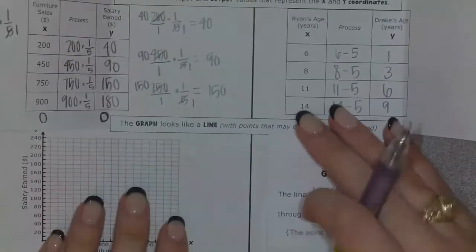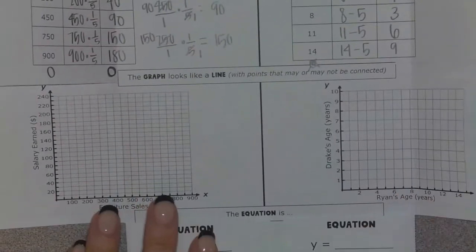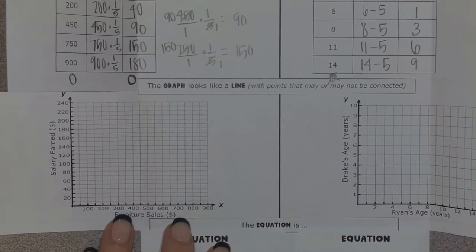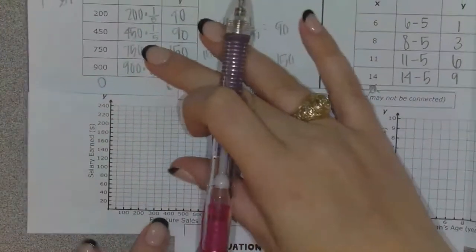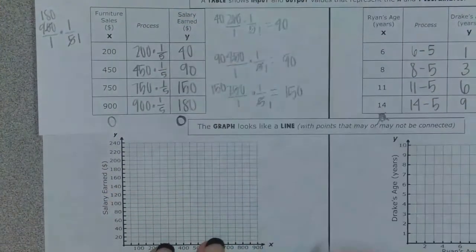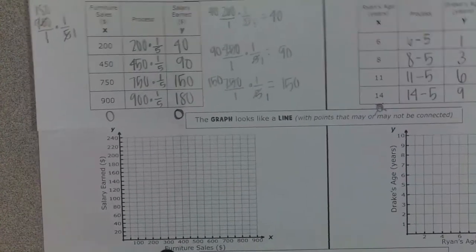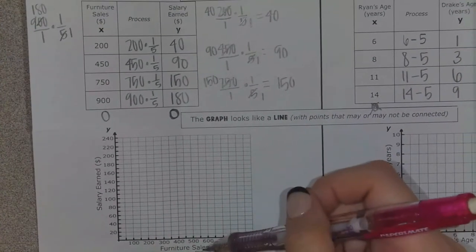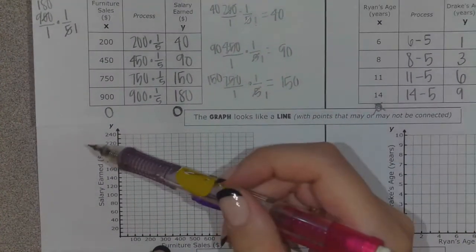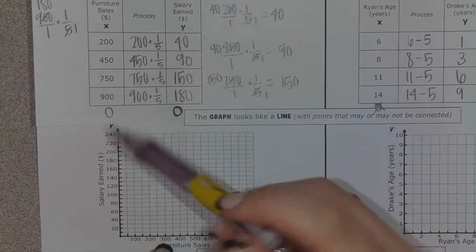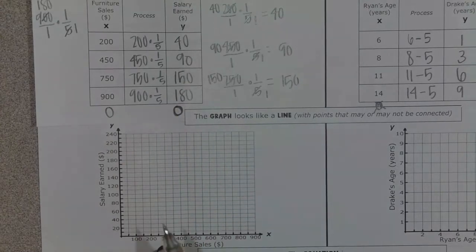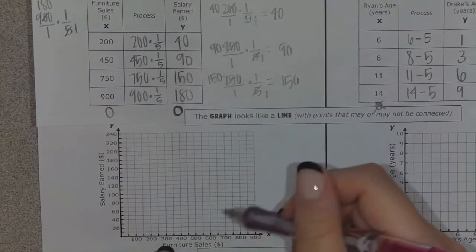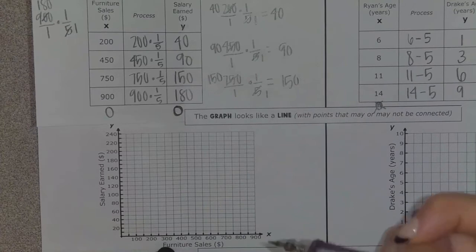Okay, so now let's talk about our additive and our multiplicative graphs. Okay, so on our graphs, it says the graph looks like a line with points that may or may not be connected. So we're going to use this information that we have up here to be able to plot our points. So we know that the furniture sales is our x-axis. The salary earned is the y-axis. So the first point that I need to plot is x is 200, y is 40. So everything's positive here, so we're only dealing in the first quadrant.